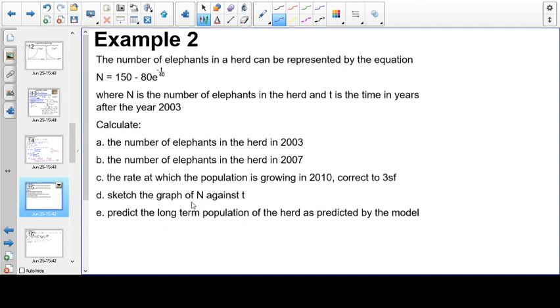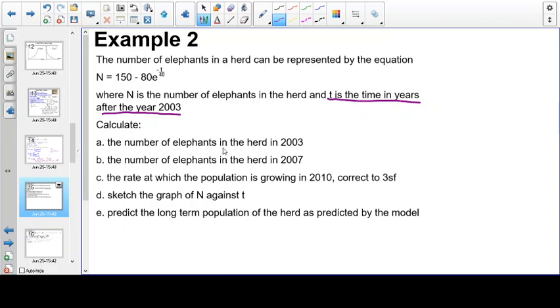Okay, question 2. The number of elephants in a herd can be represented by the equation n equals 150 minus 80e to the minus t over 40, where n is the number of elephants in the herd and t is the time in years after 2003. So t is the time in years after 2003. Okay, so this is slightly more complicated. You've got this bit on its own, which will be exponential decay, but then you've got transformations of that.